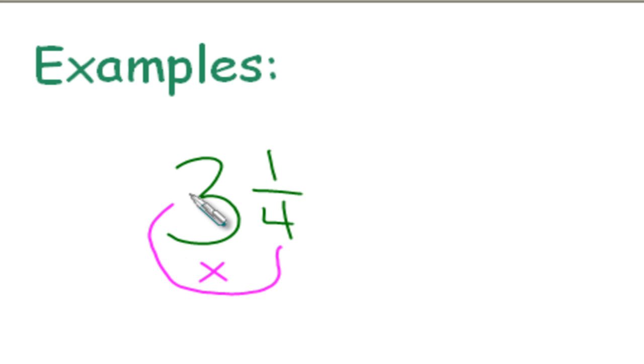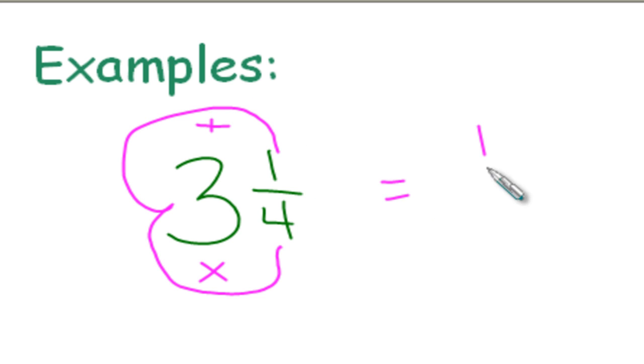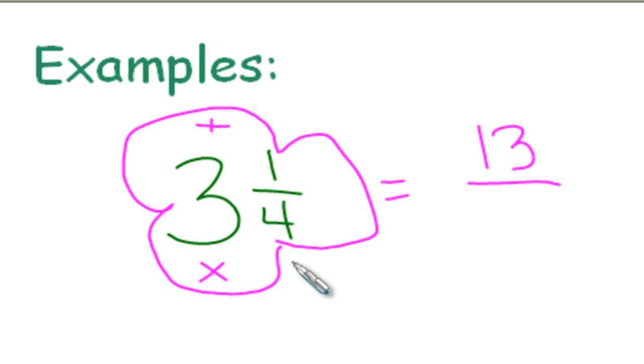So 4 times 3 is what? 12. Make your next bubble. What's 12 plus 1? 13, so that's your numerator. And then your last bubble is your denominator stays the same. 13/4. Okay, so we did 4 times 3 is 12. 12 plus 1 is 13. That's our numerator. Denominator stays the same. You guys can do some of these on your own? Okay, go ahead.